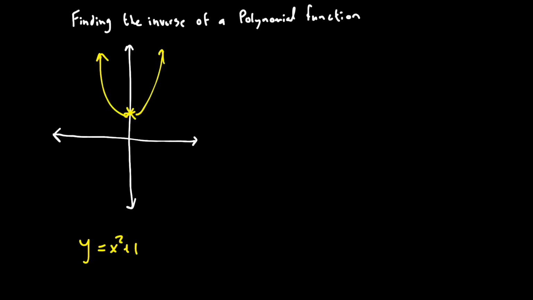So this polynomial is not one-to-one because by the horizontal line test, we see that we have a horizontal line that passes through it twice. Therefore, the inverse of x squared plus 1 doesn't exist on the entire domain.